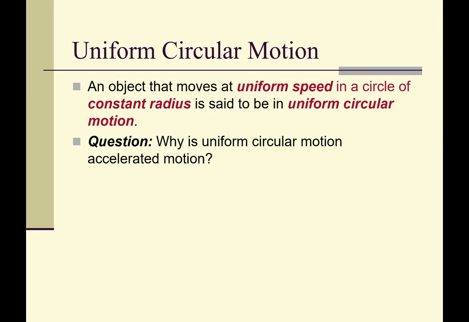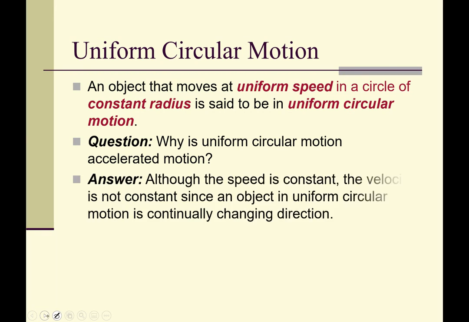So why is uniform circular motion considered accelerated motion? Well, what does acceleration mean? Acceleration means change in velocity. And what is velocity? Well, velocity is a vector. So since velocity is a vector, if velocity is changing direction, then you're going to have accelerated motion because you're going to have a change in velocity. So even though the speed is going to be constant, the velocity is not constant since it's moving in circular motion and it's changing its direction.